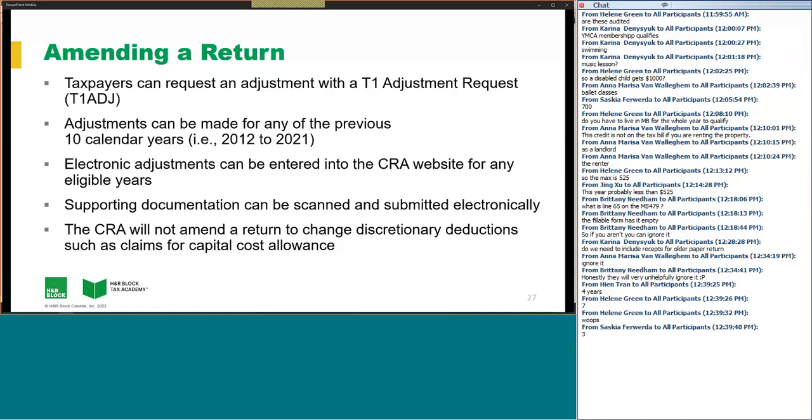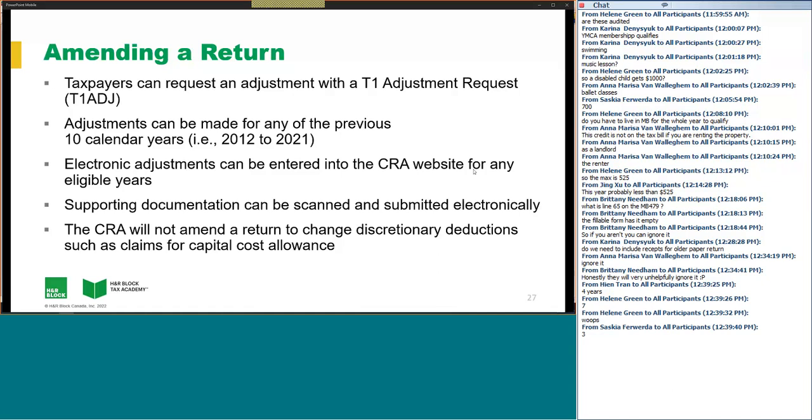The good news is if you made a mistake 10 years ago, the CRA is also probably not going to look into that. You probably got away with it. So it works both ways. You can do adjustments online for most returns for any year that you're eligible for. Some adjustments can't be done online because they change too many things or they require too much documentation.